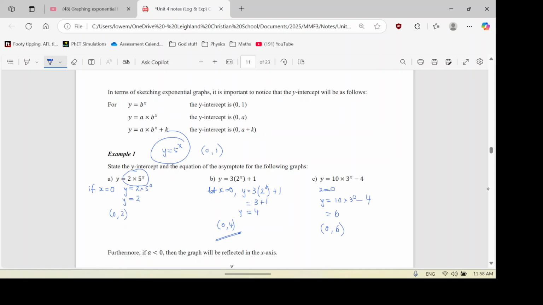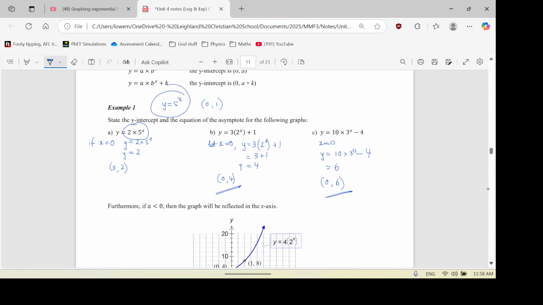And then another example, this is y equals 10 times 3 to the x minus 4. So if x is equal to 0, then as with all of them, whatever your base is, the 3 to the power of 0, or 2 to the power of 0, or 5 to the power of 0 is always going to be 1. But here we've got 10 times the 1, which is 10, minus 4, which gives us 6. And so our y-intercept is at 0, 6. So that's an important part of graphing exponential functions, is determining your y-intercept.